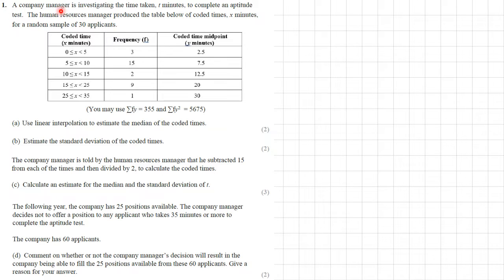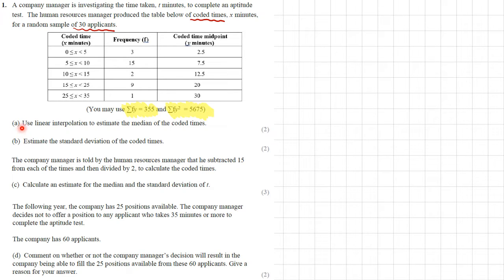Question 1. A company manager is investigating the time taken, T minutes, to complete an aptitude test. The human resources manager produced a table below of coded times, X minutes, for a random sample of 30 applicants. Okay, so I'll just underline the fact that it's coded. So I've got this table here of grouped data. I've been given some summary statistics here. That's where a calculation has been worked out using the data to save you time. And we've got the sum of Fy is 355 and the sum of Fy squared is 5675.